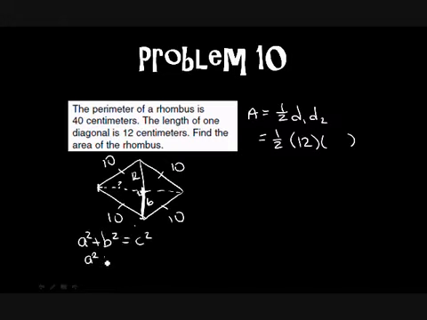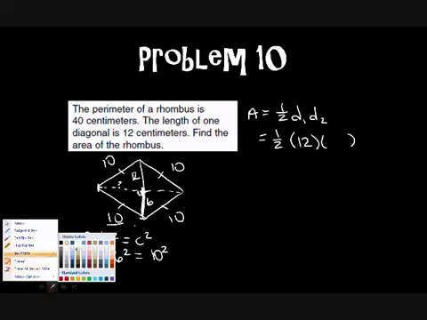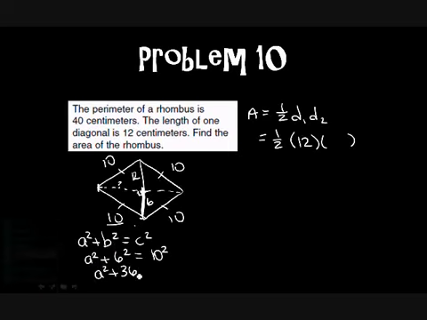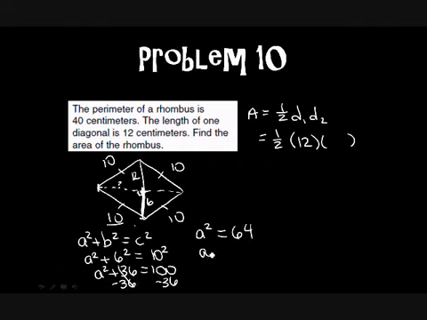and a squared is what I'm looking for, plus 6 squared equals 10 squared, because the hypotenuse is 10. So we get a squared plus 36 equals 100. I'm going to come over here. I'm subtracting 36 from both sides. And so when I do that, I get 64, which means a is 8.